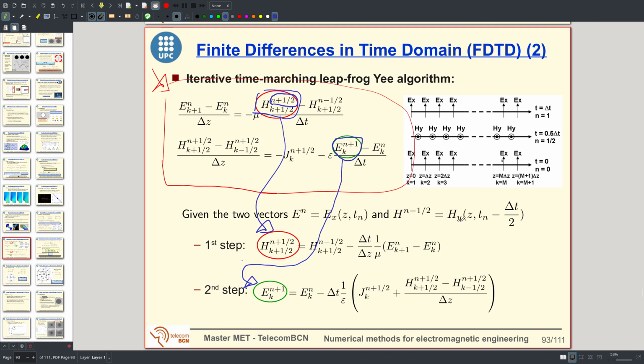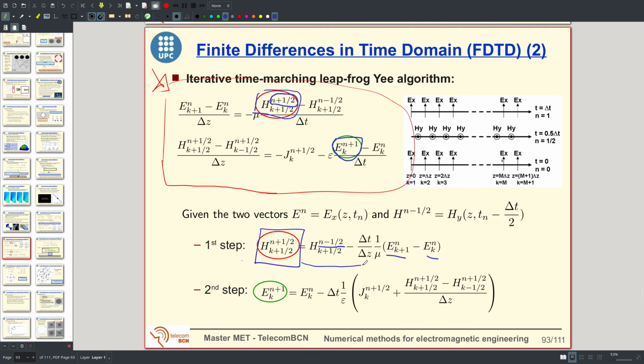And in these equations, we observe that we can recursively compute the fields. Okay, we know the fields at time n and earlier. So we know the fields at time n, we know the fields at time n minus 1/2, and we can compute the magnetic field at time n plus 1/2.